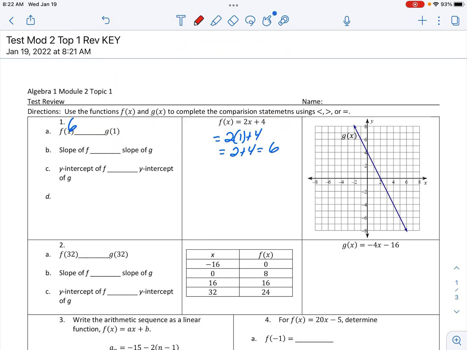For g of 1, I go to x equals 1, find my graph. My graph is located right there. That location is (1, 2). So when x is 1, it's at 2, and now I can compare: 6 is greater than 2.